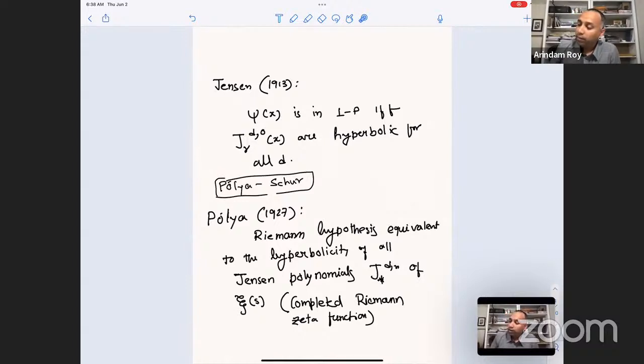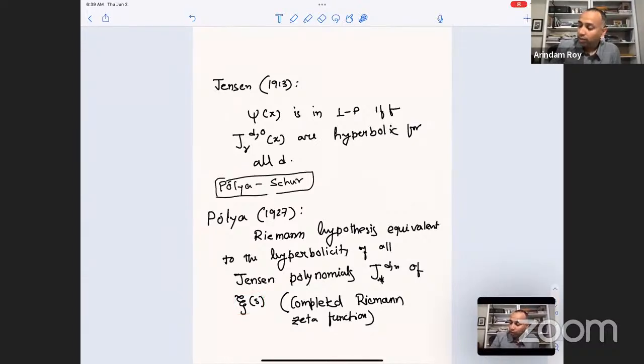He showed that the Riemann hypothesis is equivalent to the hyperbolicity of all Ensign polynomials of the completed Riemann zeta function. I put a star here, and I'm going to tell you why. The sequence comes from the Taylor expansion of the completed Riemann zeta function, but not directly from the Taylor expansion; you need to do some normalization.